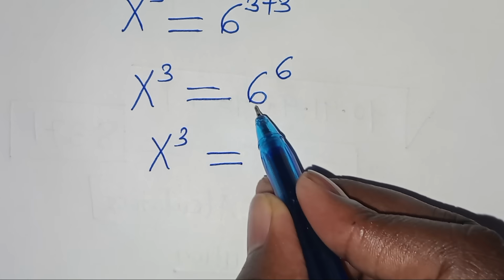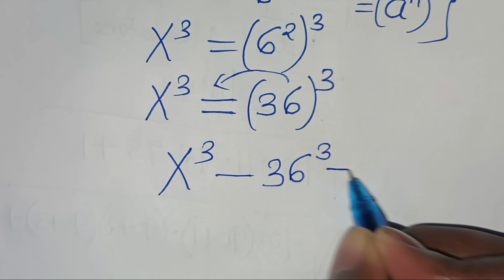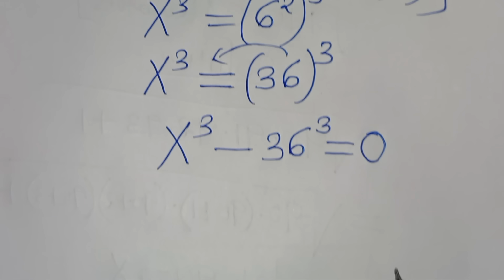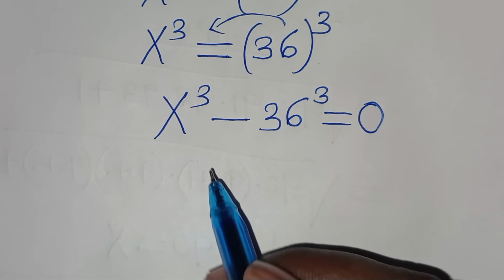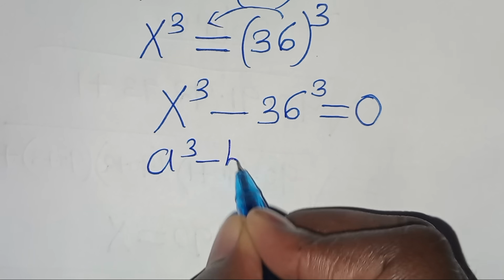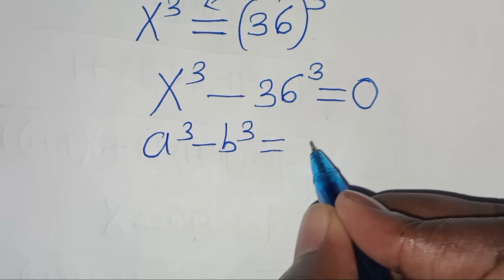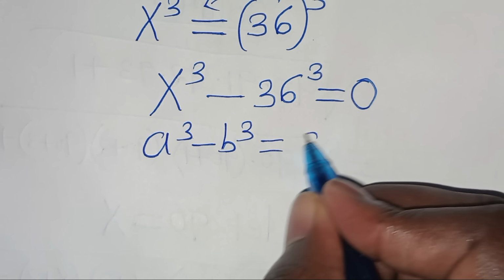The next step is to take 36 to the power of 3 on the left hand side. So this is x to the power of 3 minus 36 to the power of 3, which is equal to 0. So this is the difference of two cubes, expressed as a to the power of 3 minus b to the power of 3, which we can express as (a minus b)(a squared plus ab plus b to the power of 2).